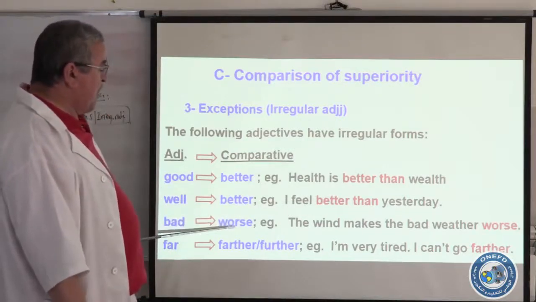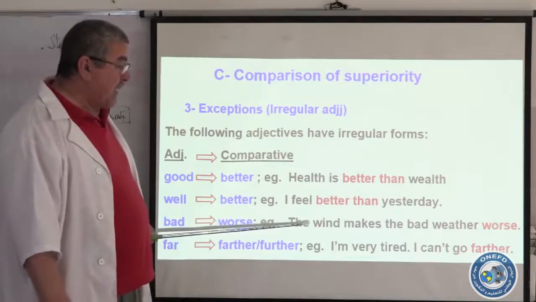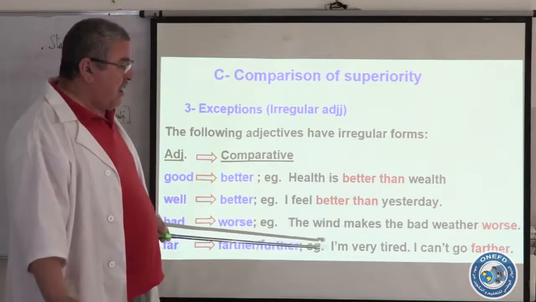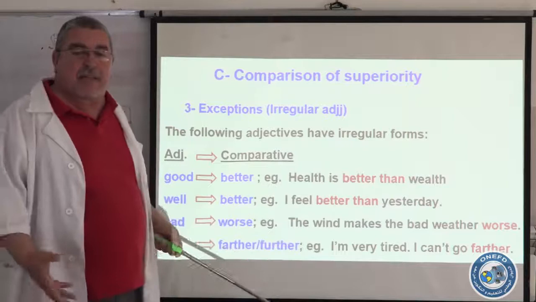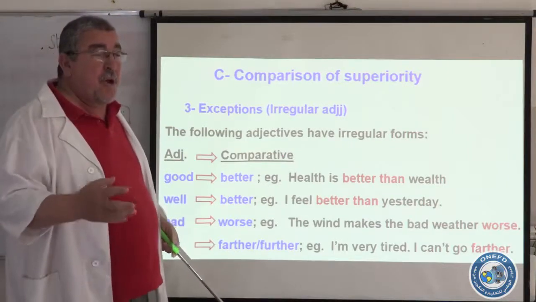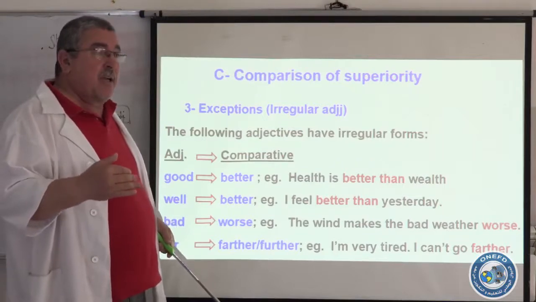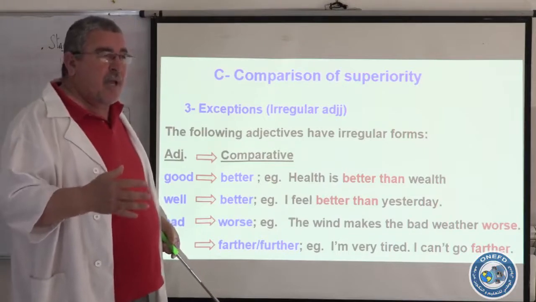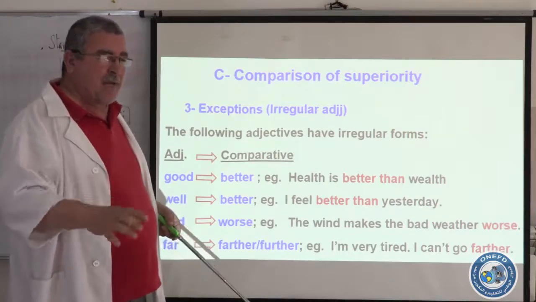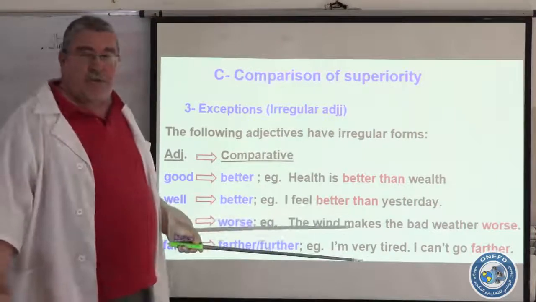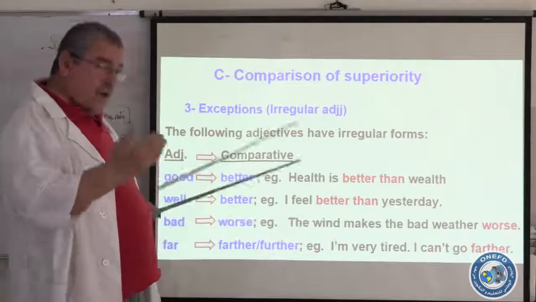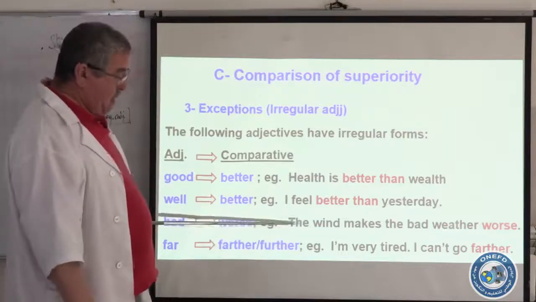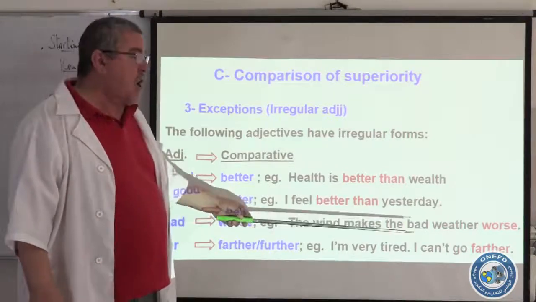Bad becomes worse. An example: the wind makes the bad weather worse. You know, the weather in winter, for example, is bad because it's raining, it's cold, and so on. But imagine a day when it's raining, it's cold, and there is a strong wind. That situation becomes worse. The weather was bad, but with the wind it becomes worse. The wind makes the bad weather worse.